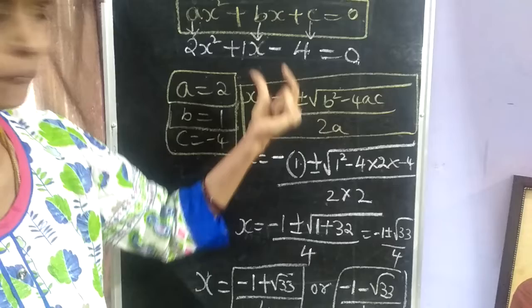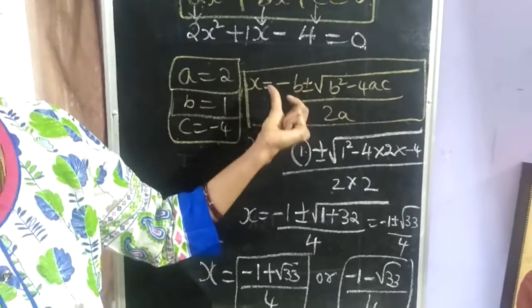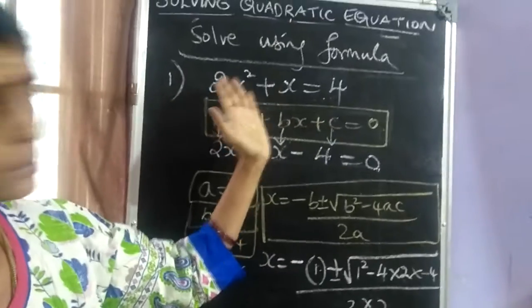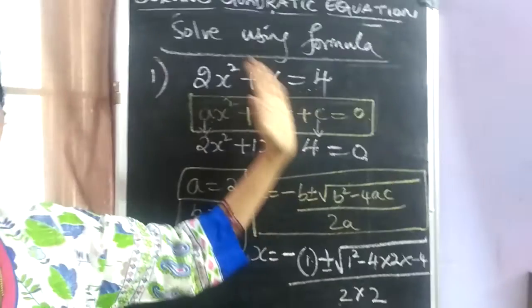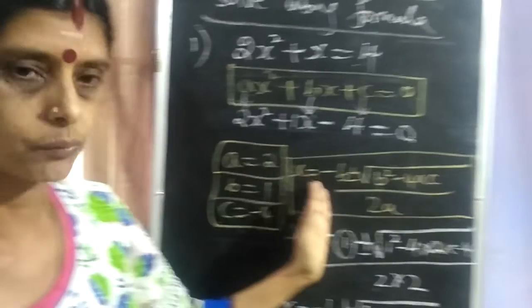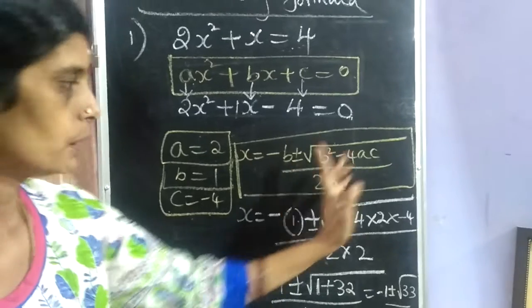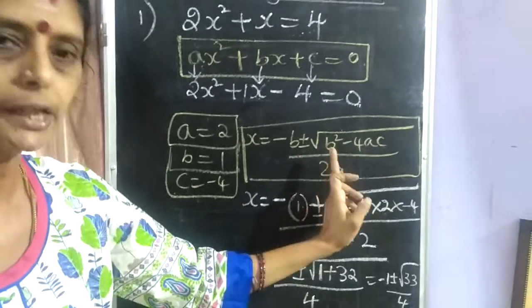Okay, so practice more problems on this, children, and please write the formula 5, 10, 15, 20 times and then learn it by heart, because surely they'll ask you this type of question in your exam. So standard formula of a quadratic equation is x is equal to minus b plus or minus square root of b square minus 4ac by 2a.